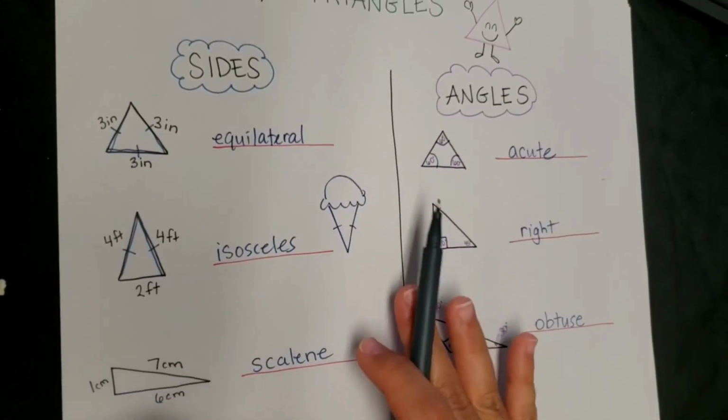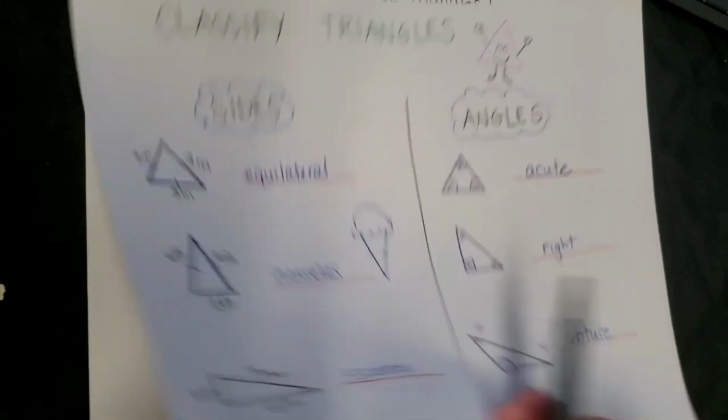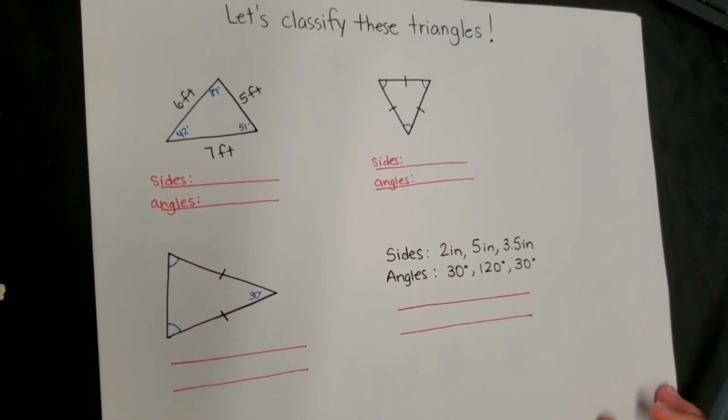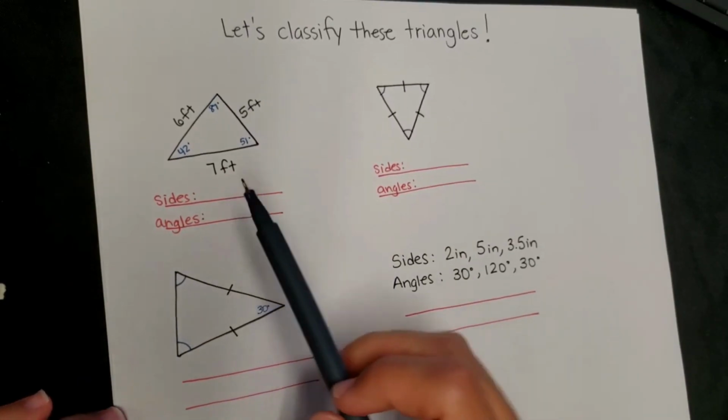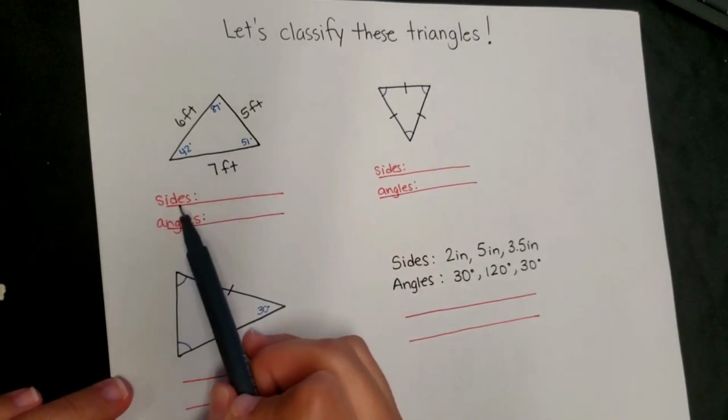All right, hopefully this makes sense. Let's look at some examples here. We're going to classify these triangles. We're going to give a first and last name to each one. So this first triangle I have here, first I'm going to look at the sides.